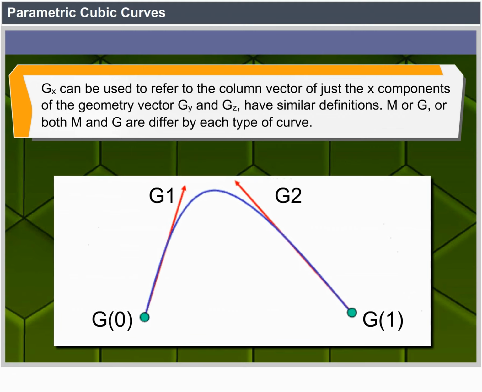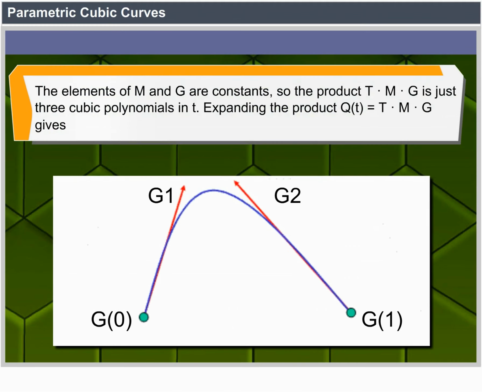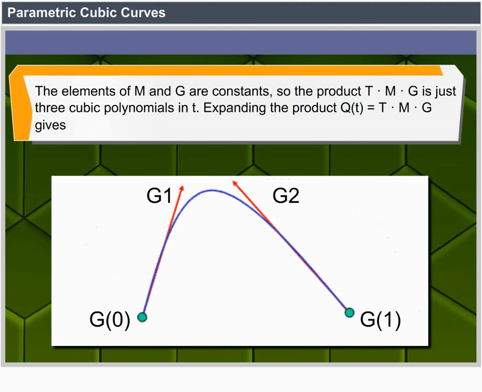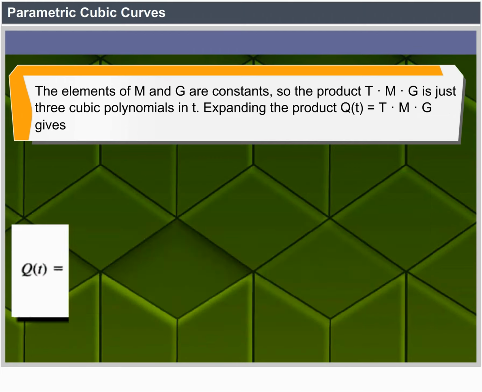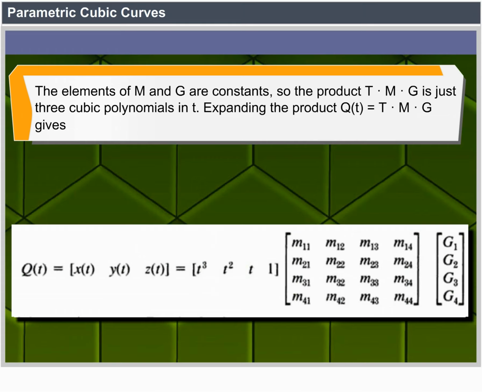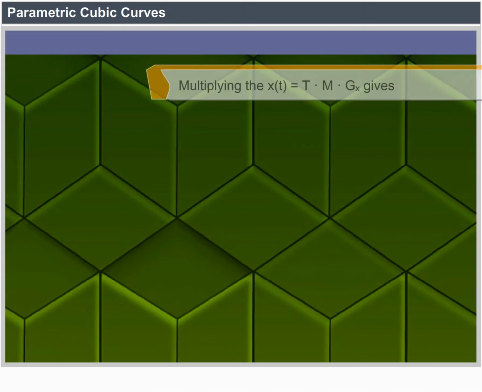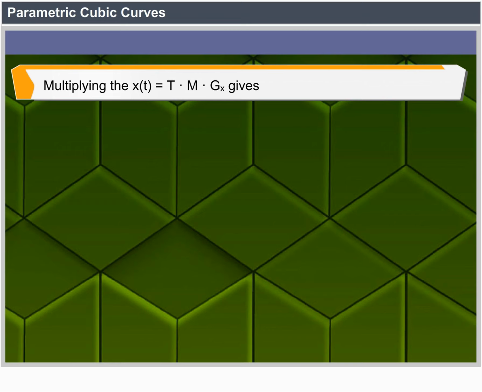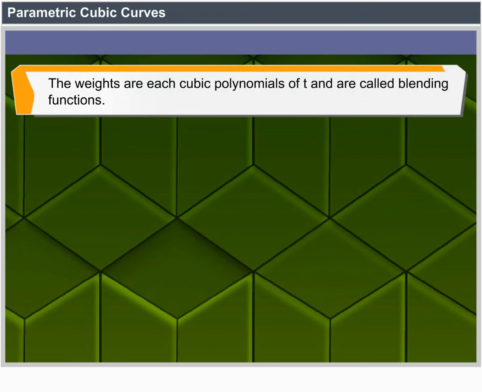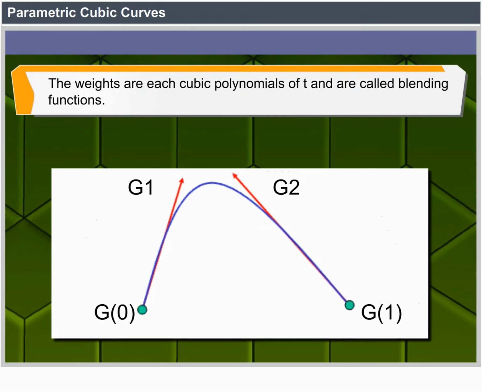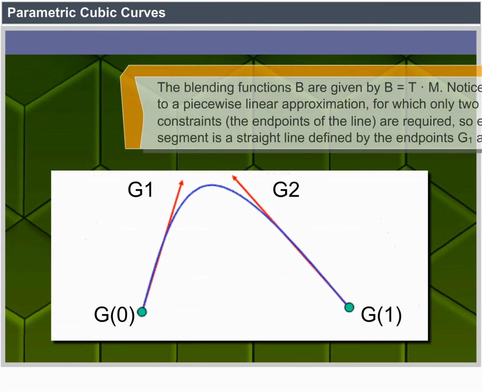The elements of M and G are constants, so that the product T times M times G is just 3 cubic polynomials in t. Expanding the product Q of t equals T times M times G gives the matrix given below. Multiplying out just x of t equals T times M times Gx gives the equation as shown. The weights are each cubic polynomials of t and are called blending functions. The blending functions B are given by B equals T times M.